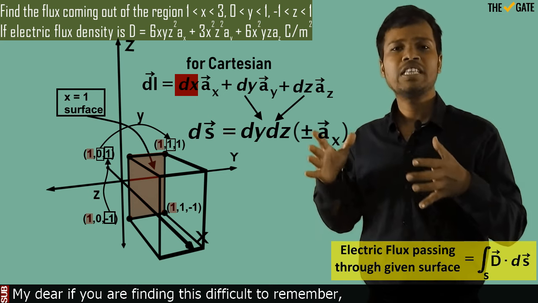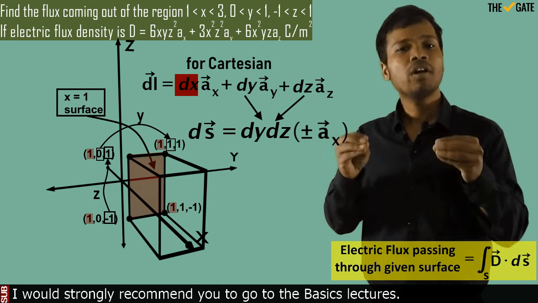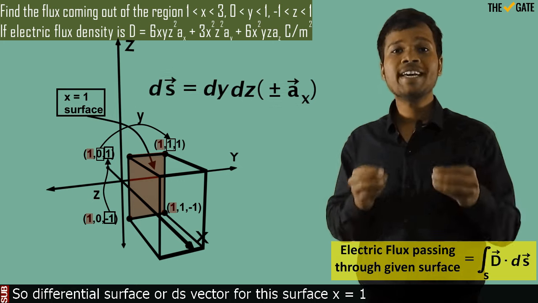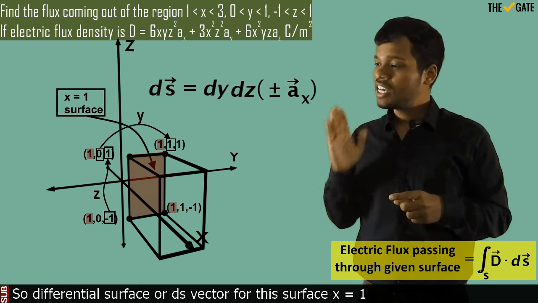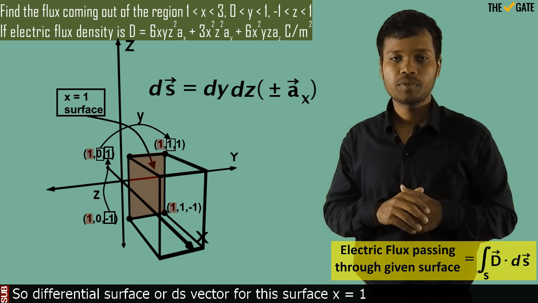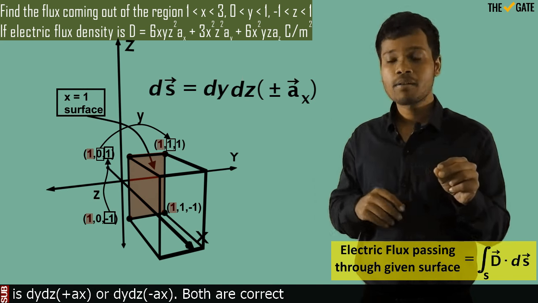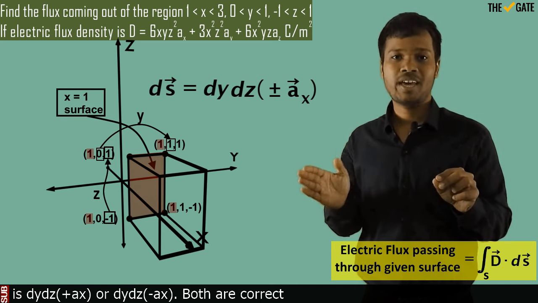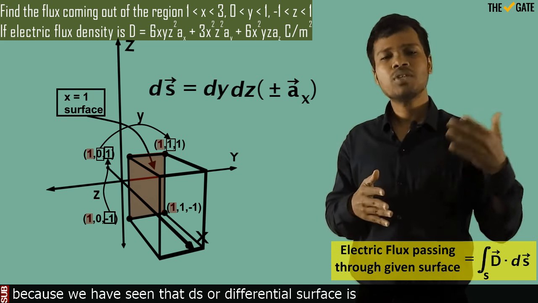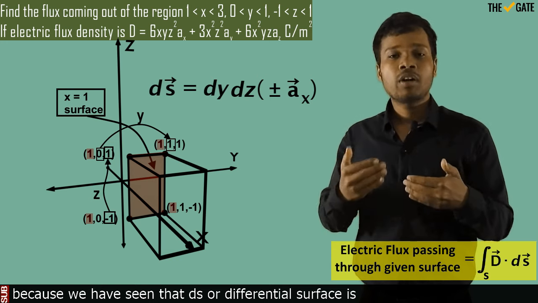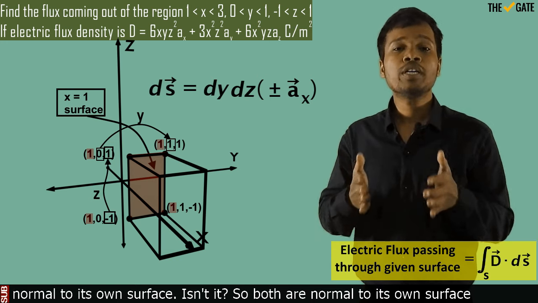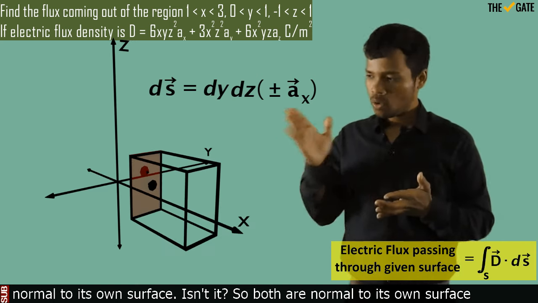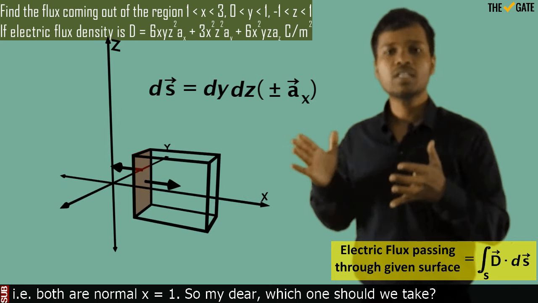My dear, if you are finding this difficult to remember, I will strongly recommend you to go to the basic lectures. So the differential surface, or ds vector, for this surface x equal to 1 is dy dz plus ax or dy dz minus ax. Both are correct because we have seen that ds is normal to its own surface, so both are normal to x equal to 1.